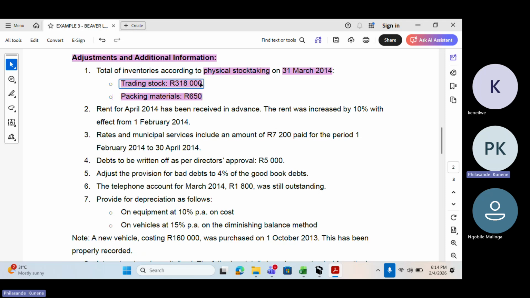It's not the one that comes from accounting records, but it is the one that is counted physically. So we found out that we have a trading stock of how much? 318,000 rands.